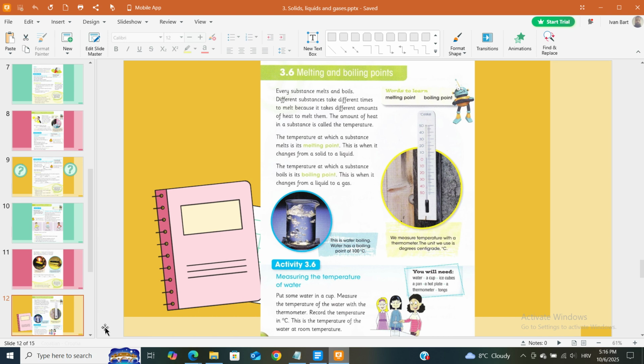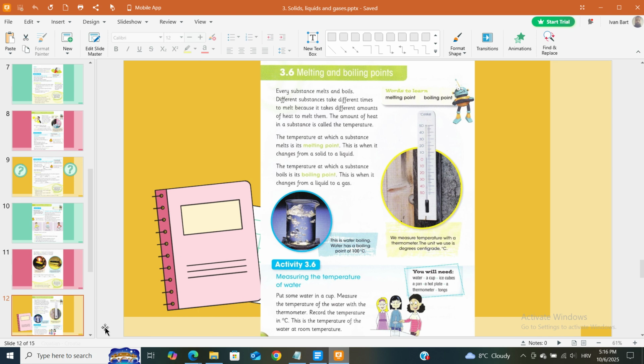Activity 3.6. Measuring the temperature of water. Put some water in a cup. Measure the temperature of the water with the thermometer. Record the temperature in degree C. This is the temperature of the water at room temperature.